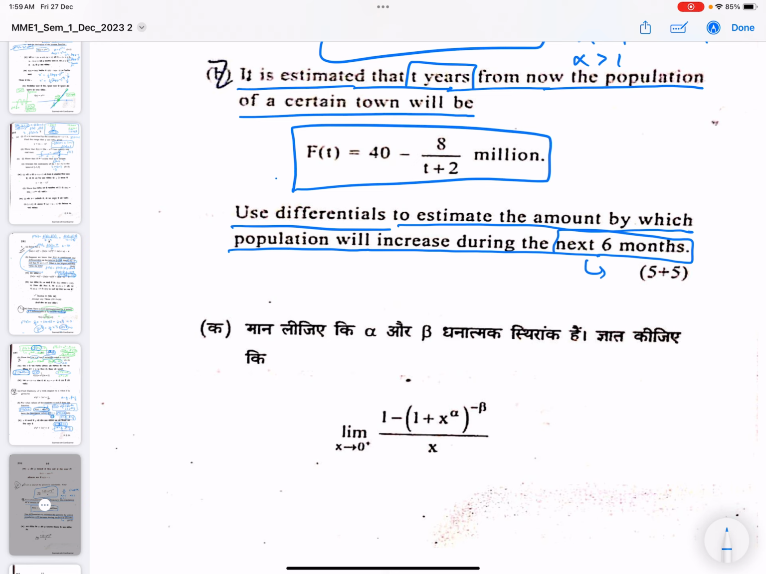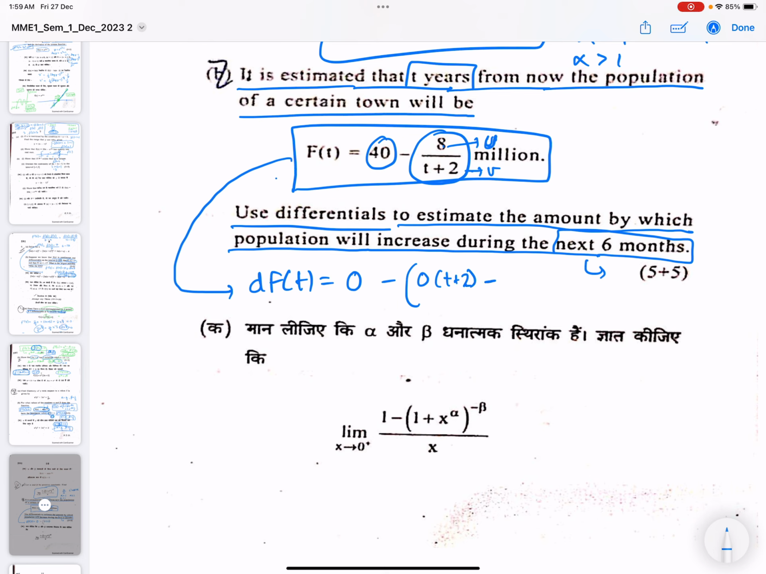So using differentials, del f(t) would equal the derivative of 40, which would be 0, and the derivative of 8 by (t plus 2). Suppose this is u and this is v, so u dash would be 0 into v, minus the derivative of v, which is 1, into 8, over the function (t plus 2) whole square, so we are left with 8 into dt.